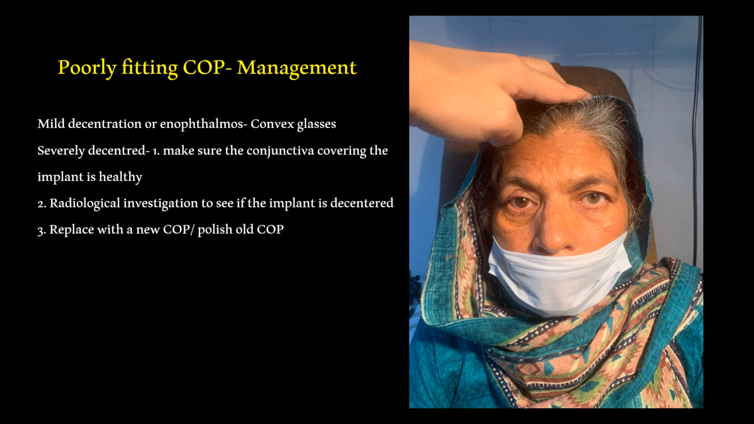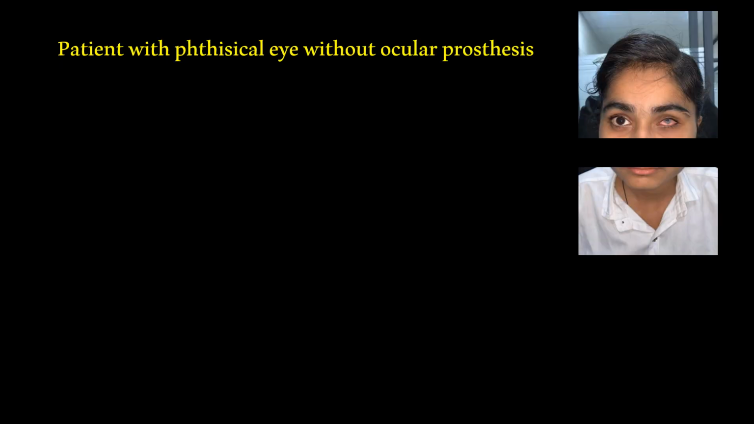But I don't expect you to comment on this; it is just for the clinics. Most of these patients, if they are from the lower socioeconomic strata, I just give them a stock eye and ask them to get it polished every 6 months or so. So these are the different steps for the management of a poorly fitting ocular prosthesis.